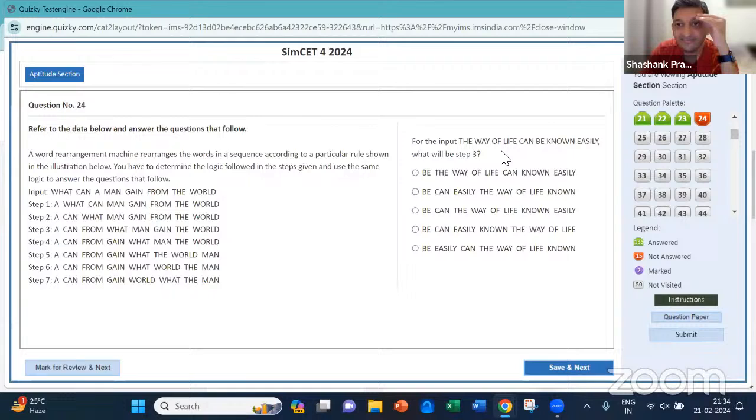Okay, the way of life can be known easily. So first step will be be coming here. Second step will be can coming here. Third step will be easily coming here. So be can easily the way of life.